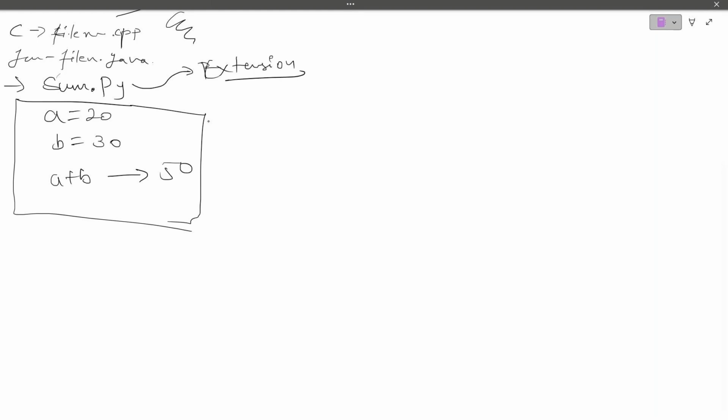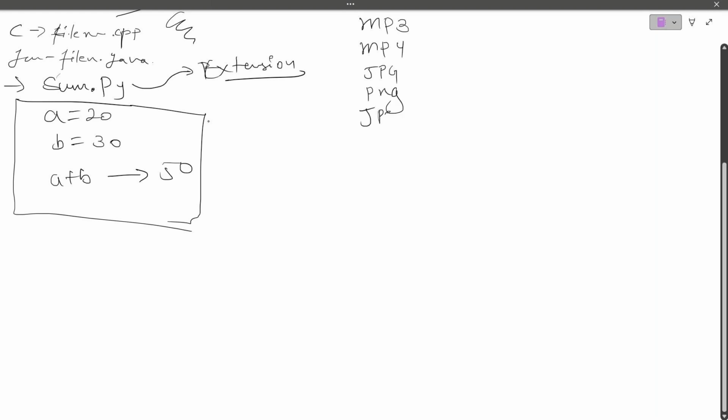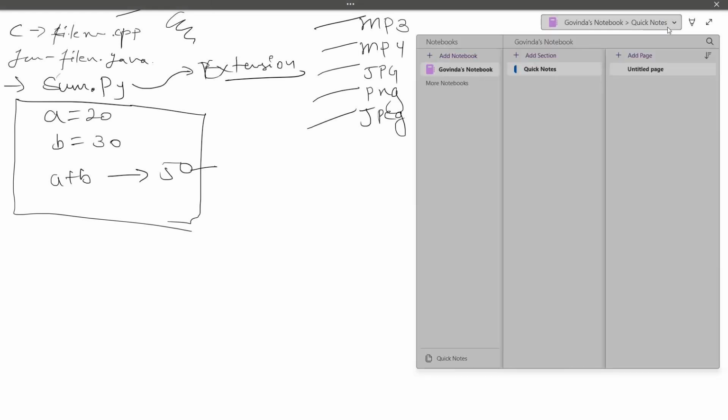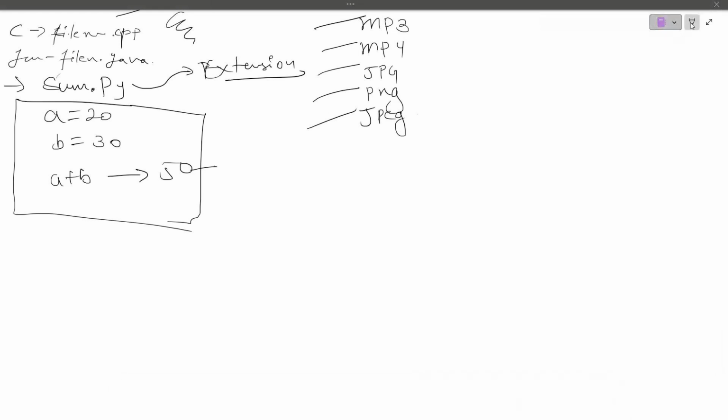Clear it is? What is extension? When you listen to music it comes with MP3, videos MP4, photos JPG, PNG, JPEG. All these are extensions. Different file formats, different extensions we have. Similarly, this is also one of the extensions we have. Did you understand this? Is it clear or not? Yes or no?